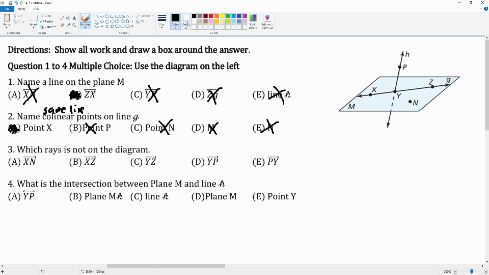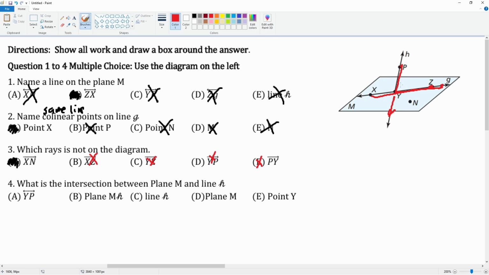Which ray is not on the diagram? Okay, what is not on the diagram? XN is actually not on the diagram. We don't even see that. XZ, that looks like it's going this direction. XZ, so that is on it. YZ also goes that way. YP goes up and PY goes down. So ray XY.